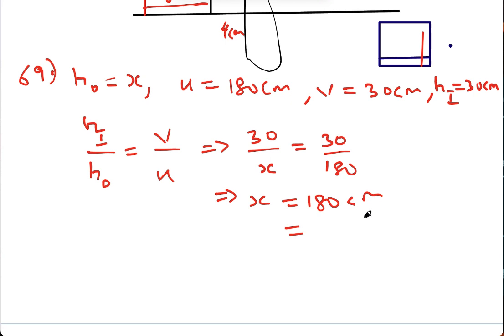So converting this 180 centimeters to meters, you get 1.8 meters. So kindly take note of that. Okay. Now to question 70.